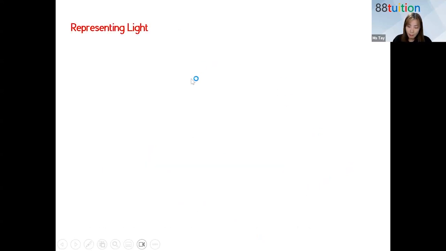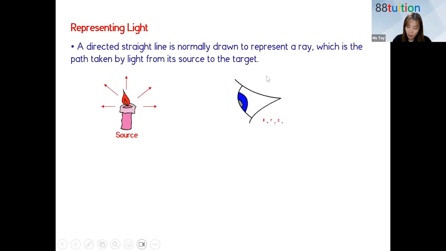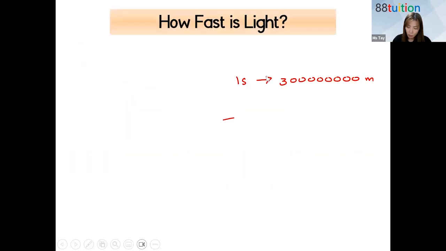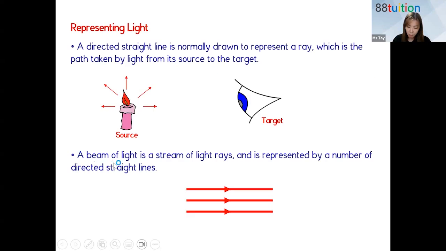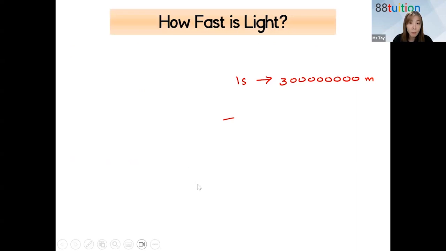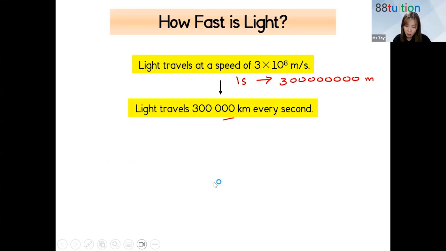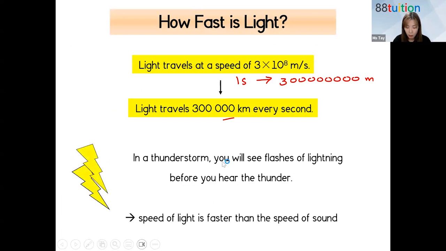Now, we have learned all these last week, so I'm just going to quickly run through the slides. So we know light travels in straight lines, yeah, and then sources of light will be those that give out the light. We also talk about speed of light. Later on, I'm going to share with you the speed of light in vacuum, in air, in water, and in other medium. Okay, so speed of light is faster than the speed of sound because we actually see flashes of lightning before we hear the thunder.